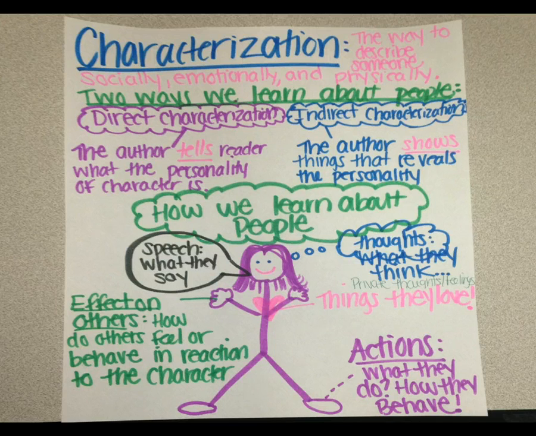And those hands represent effects on others. The other way we learn about people is how others feel or behave in reaction to the character. So think about it this way, your effect on others. Sometimes you might treat your mom one way and your dad another way. Maybe you butt heads with your mom a little bit more, and your dad, everything's always easy breezy. Or maybe it's vice versa. Or maybe it's grandma and grandpa, or maybe it's aunt and uncle.